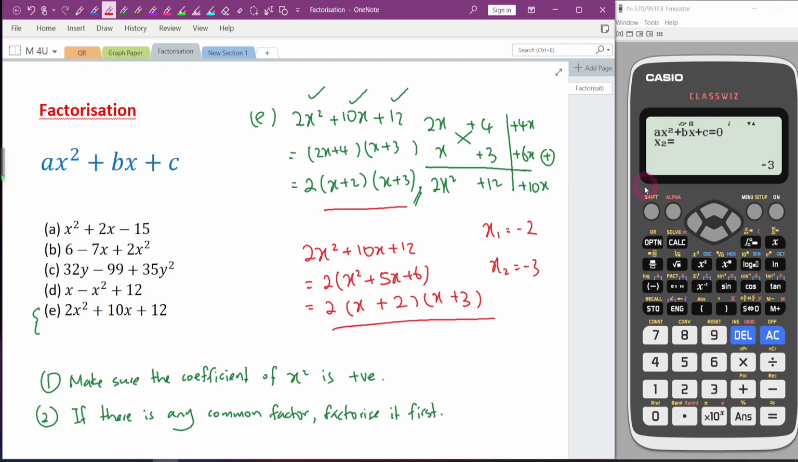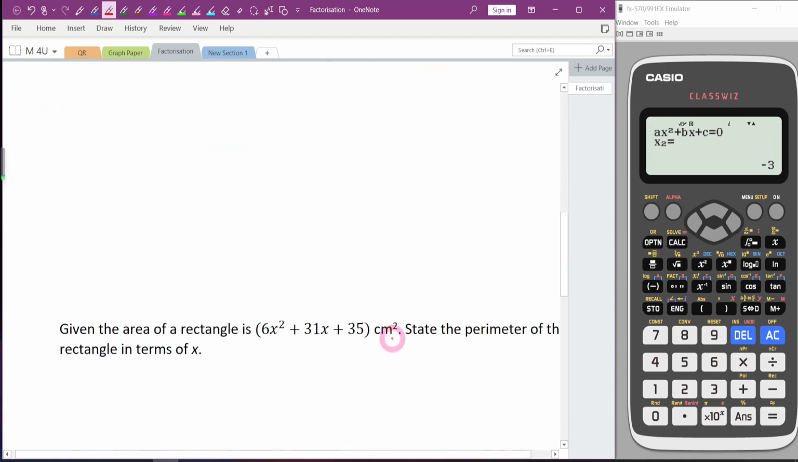So if you are using calculator, take precaution of these two things. Make sure the coefficient of x squared is positive. If there is any common factor, factorize first. Now, let's look at one more question.